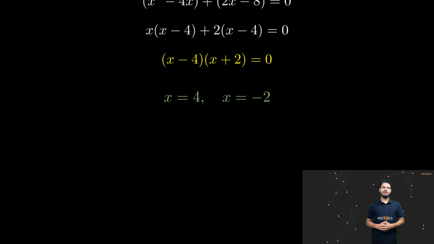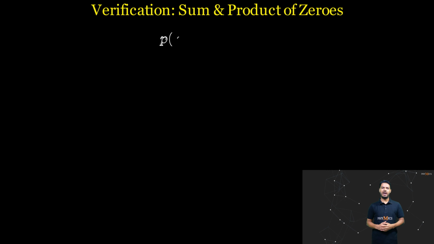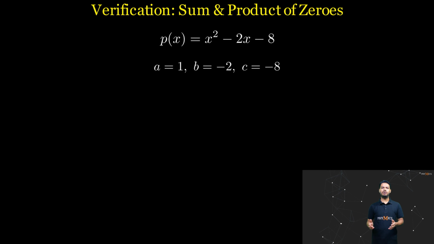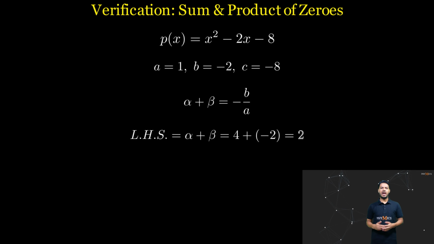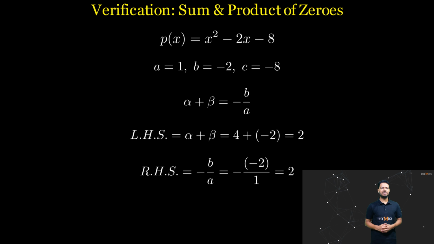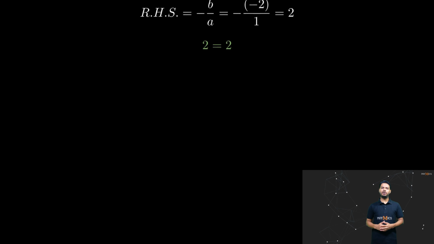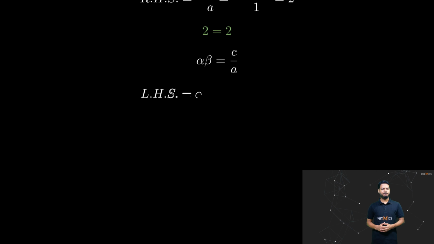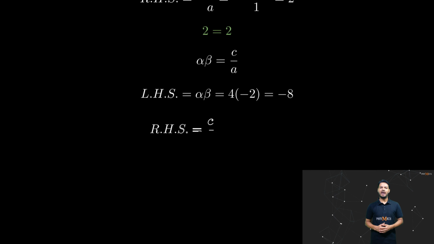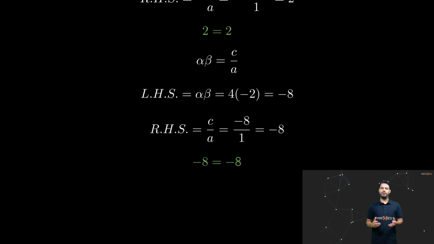So 4 and minus 2 are the zeros of the given polynomial p(x). To verify the relationship between zeros and the coefficients, we have a equals 1, b equals minus 2 and c equals minus 8. We know that the sum of the zeros equals minus b upon a. By solving the LHS, we get 2, and by putting the corresponding values on the RHS, we get 2. Also, the product of zeros equals c by a. Similarly, by solving the LHS and RHS independently, we get minus 8. Hence, the relationship is verified.